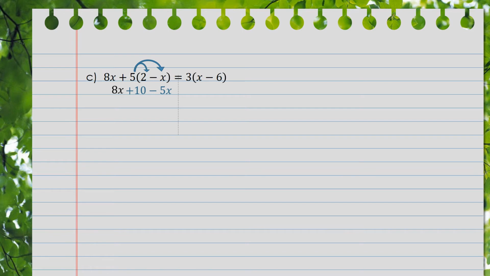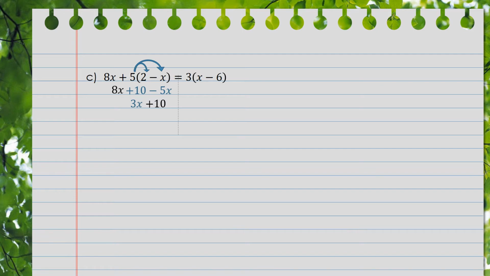Now still looking on the left-hand side, there's no more multiplication or division, but now we look to subtraction and addition, and notice we do have like terms. 8x minus 5x gives you 3x, and then we still have that plus 10. So we've simplified the left side, now we turn our attention to the right side.